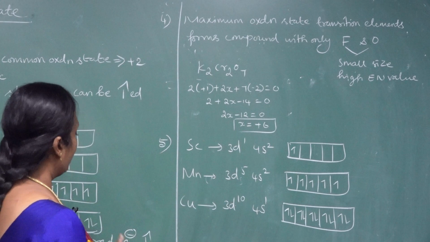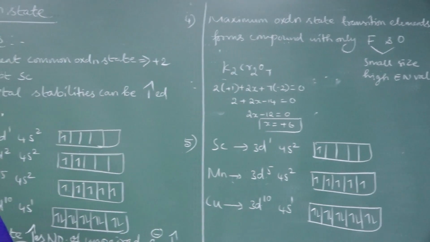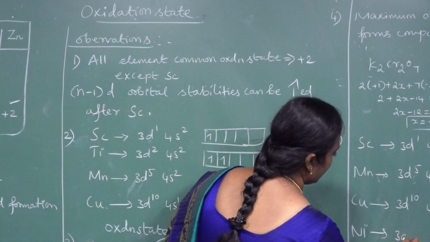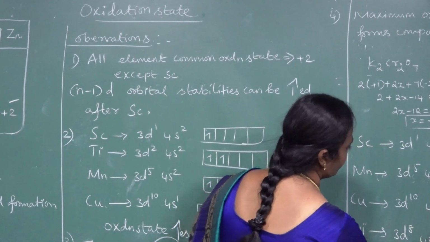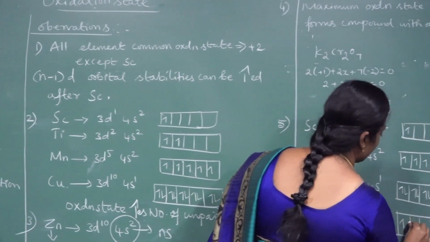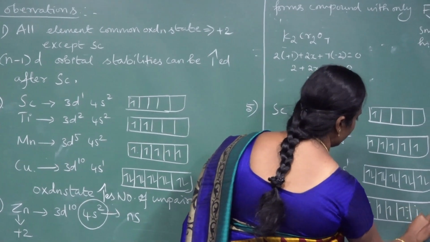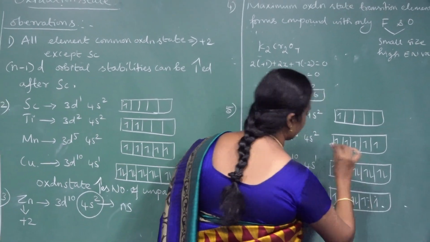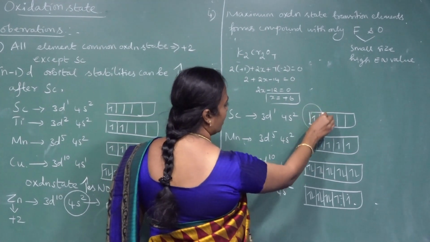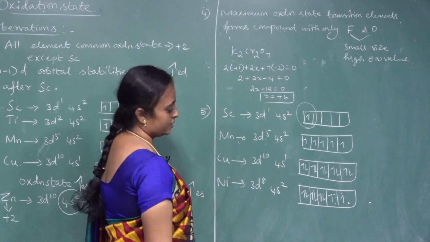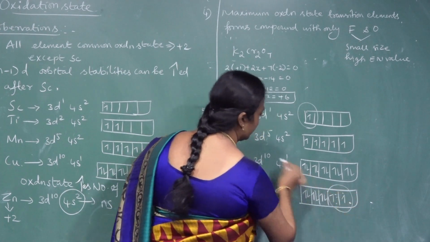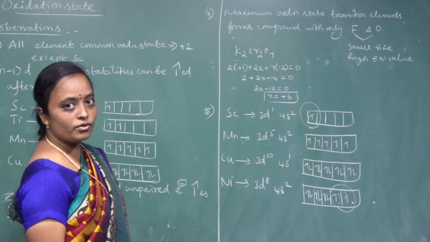So if I take the element before copper, nickel, it is 3d8 4s2. So I can expect d containing only 8 electrons. Okay, now I will compare here. The availability of d orbital electrons is less here, and the availability of d electrons is also less here. So from that you will get 1 point.